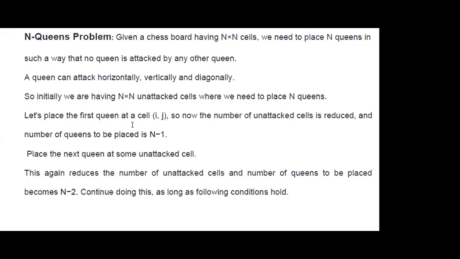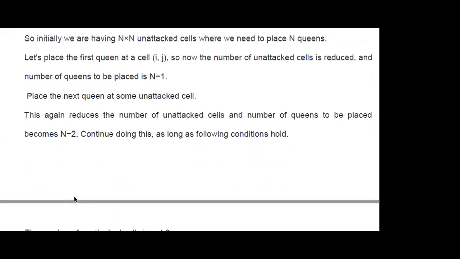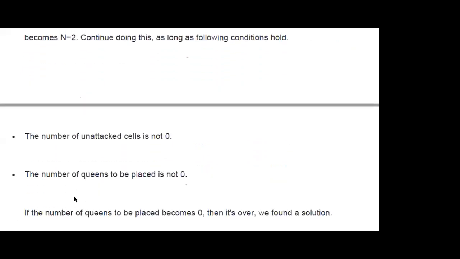Initially we have N cross N unattacked cells where we need to place the N queens, and suppose a cell is denoted by the (i, j) slot, and let's place the first queen at cell (i, j). Now the number of unattacked cells is reduced and the number of queens to be placed is N minus 1. Since we have a total of N queens, if a queen is placed at cell (i, j), then the remaining queens are N minus 1. Then place the next queen at some unattacked cell, and this again reduces the number of unattacked cells, and the number of queens to be placed becomes N minus 2. It keeps decreasing like N minus 2, N minus 3 and so on.